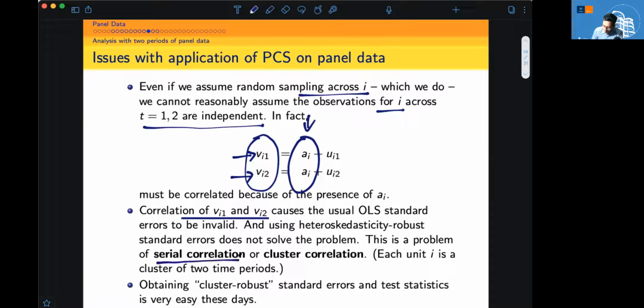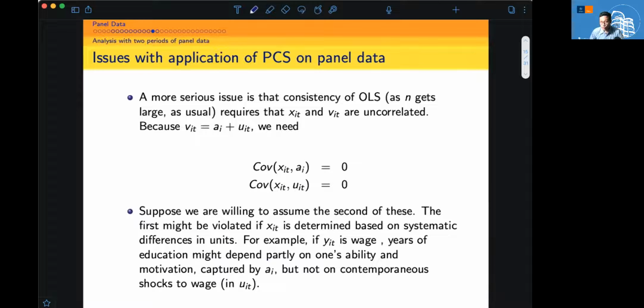So it's a problem of serial correlation or cluster correlation because it's correlated within the unit i. The unit i could be individuals, it could be firms, and so on and so forth. Now, there's going to be a solution for this, which is called the cluster robust standard errors. And it's actually very, very simple to implement in statistical software nowadays. We're going to provide you with that example later on. Okay. All right. So that's the first issue.